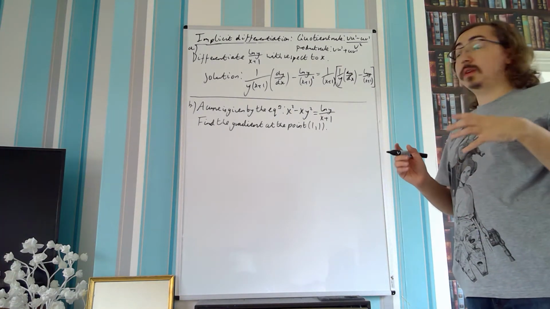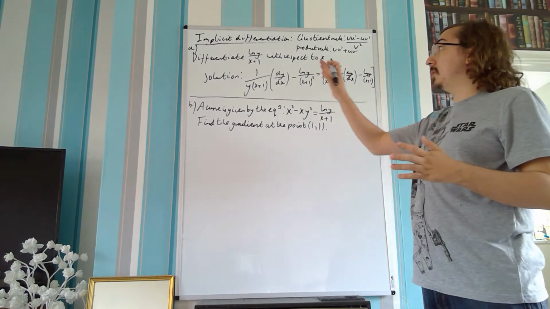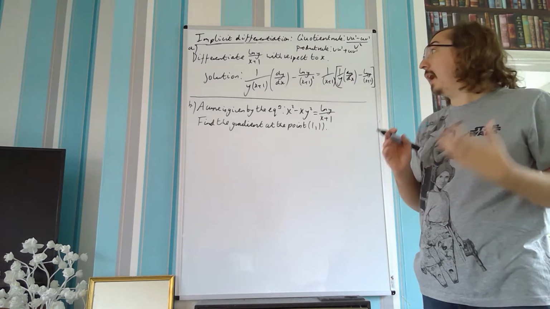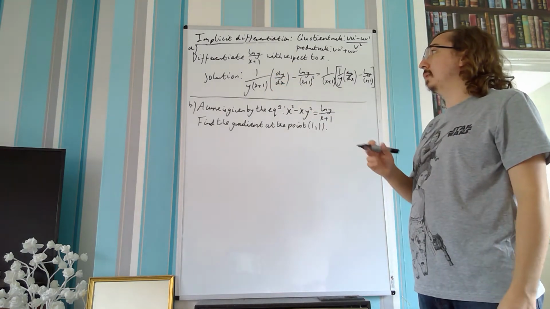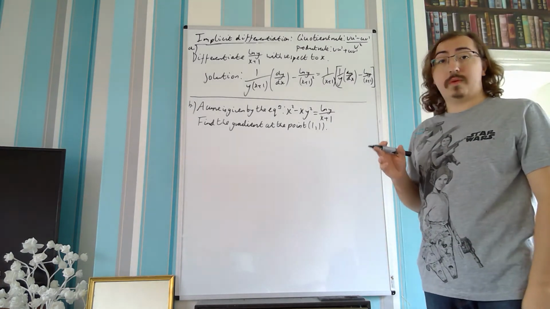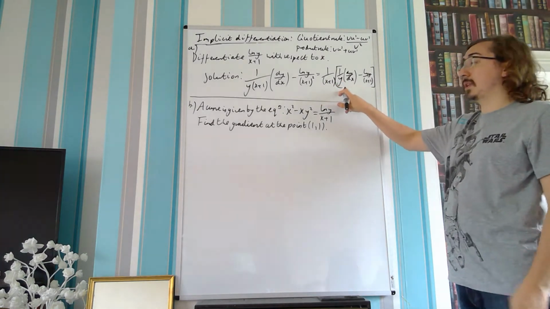Okay, so this is a continuation from the last video. In the last video we looked at how to differentiate ln(y) over x plus 1 with respect to x, and we found our solution to be 1 over y times x plus 1 times dy by dx minus ln(y) over x plus 1 all squared, which actually I've rewritten here slightly.